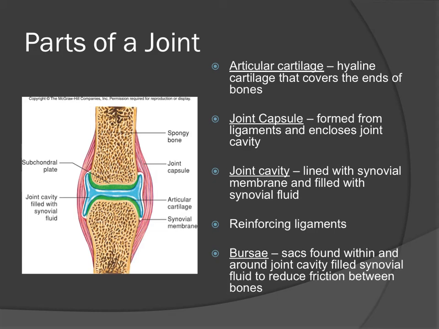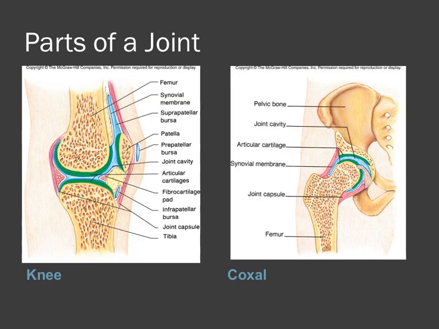Reinforcing ligaments. These are joints that are reinforced and strengthened by a number of ligaments that surround the joint to give it extra strength. The bursa is sacs found within and around the joint cavity, filled with synovial fluid to reduce friction between the bones, and this provides a cushion between the bones and the tendons and muscles around a joint. So this helps to reduce friction between the bones and allows free movement. And that's just a picture of the parts that we just talked about of a joint.